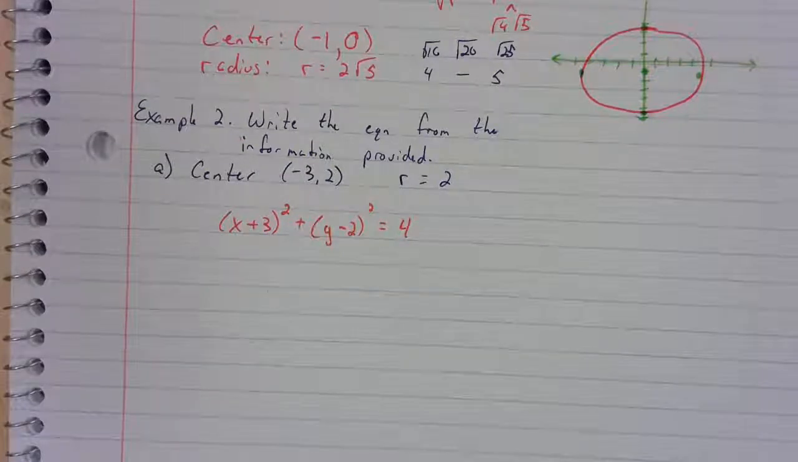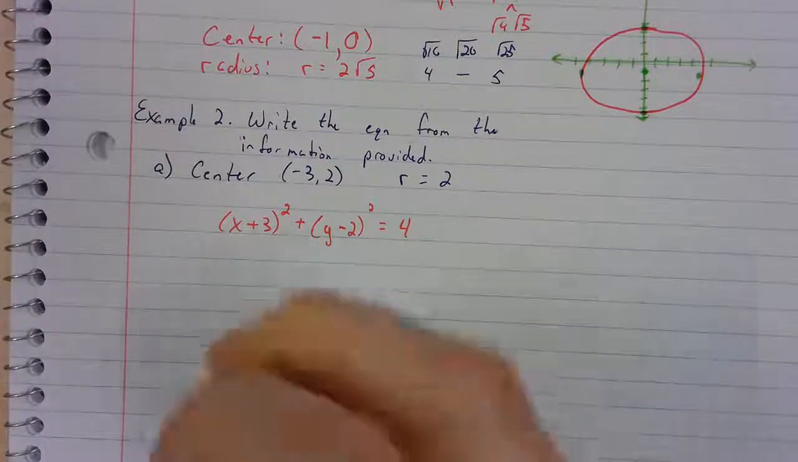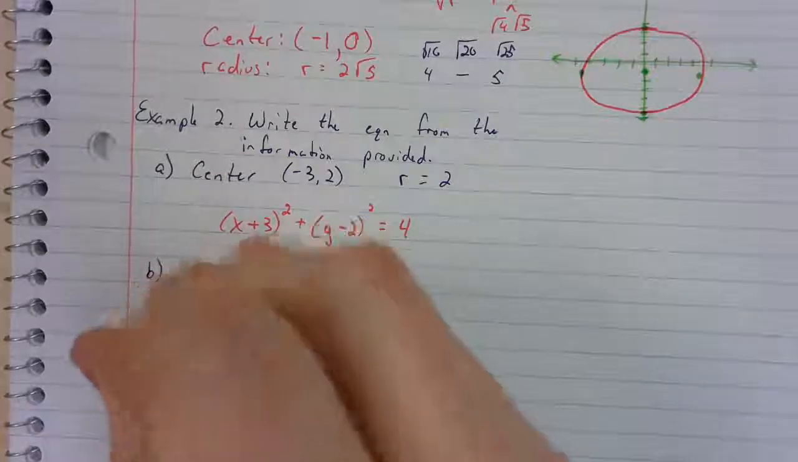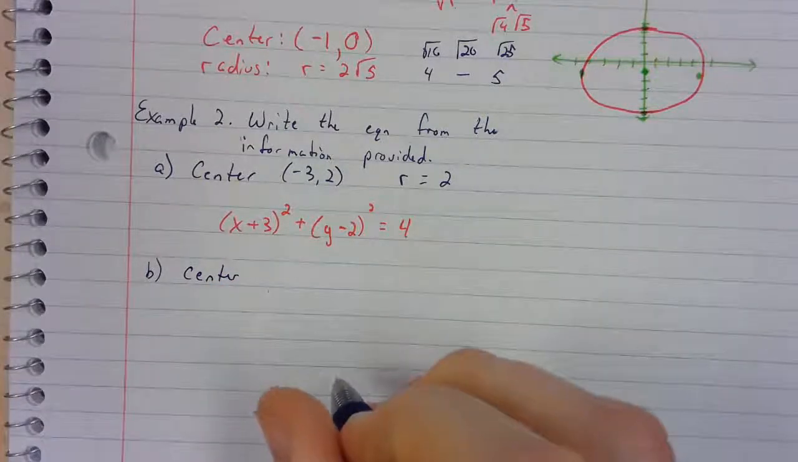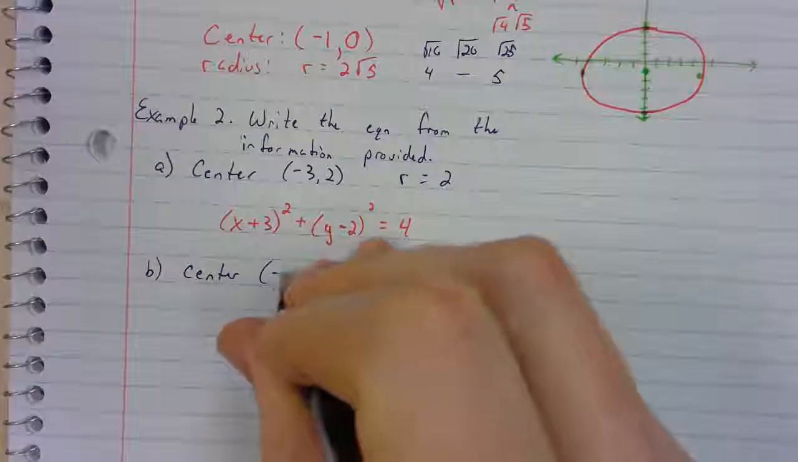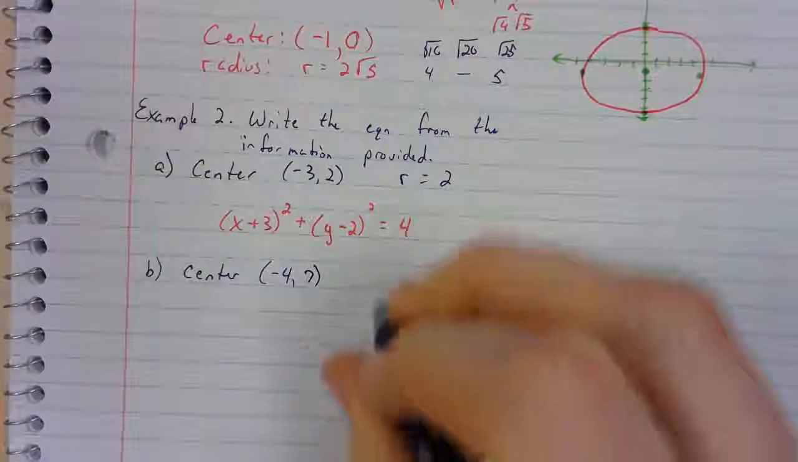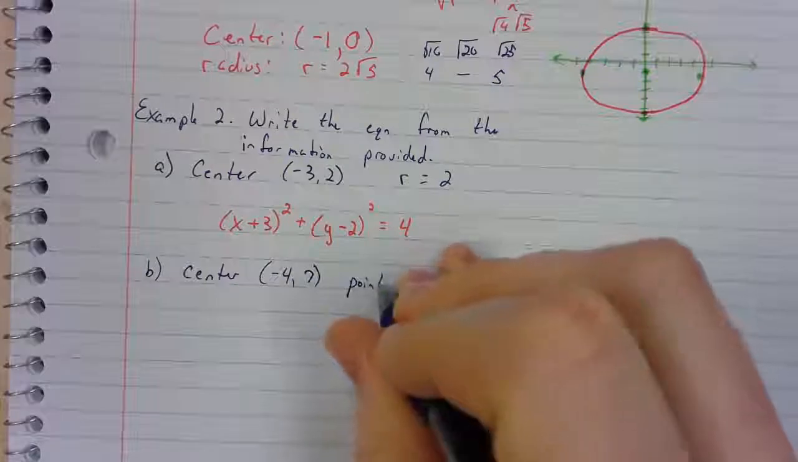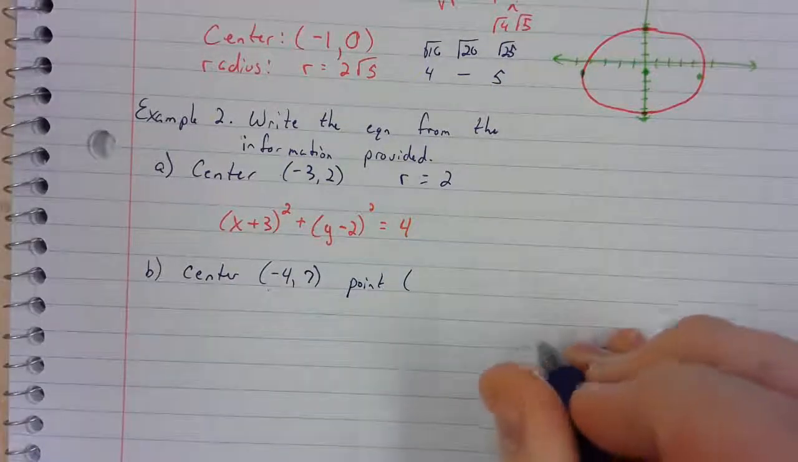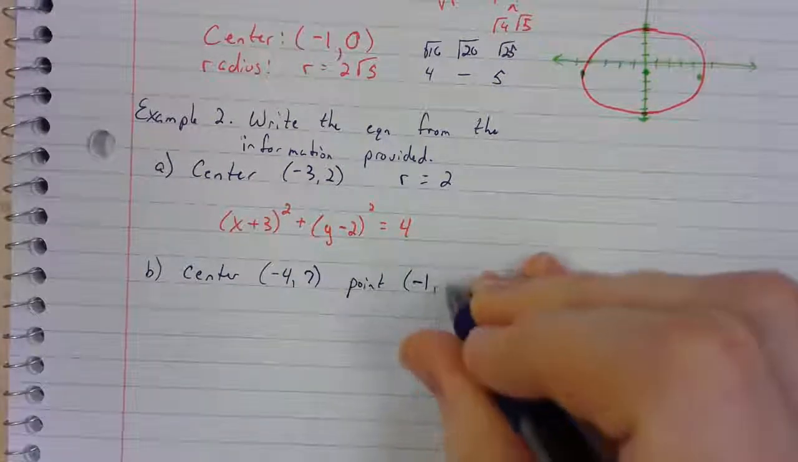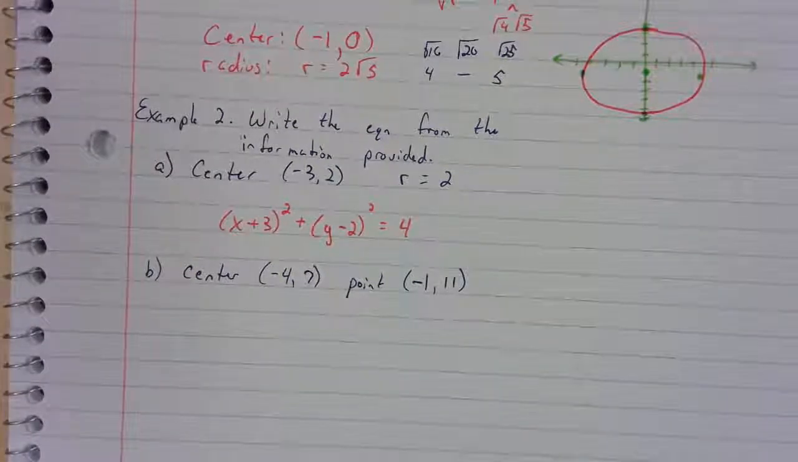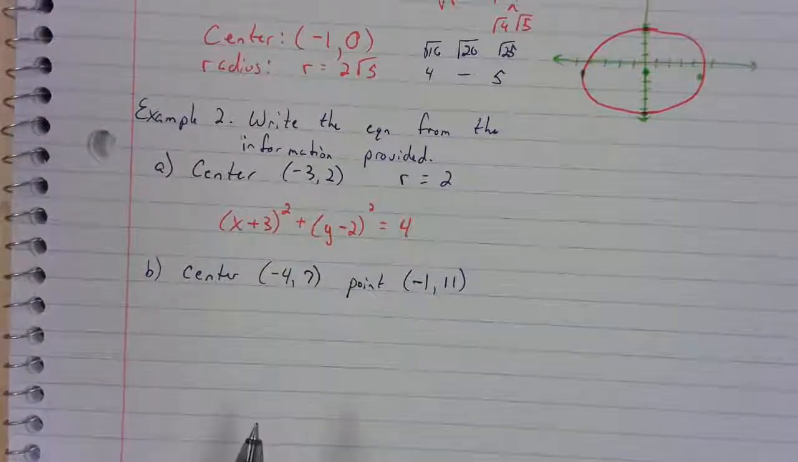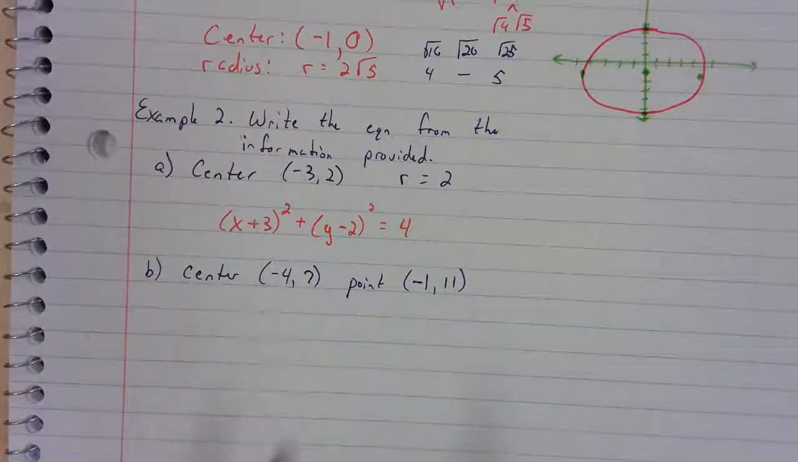I can make it a little bit harder. Not much. I could go ahead and tell you instead the center is at -4, 7, and a point on the circle is -1, 11. Now again, I'm picking numbers that make this work out pretty nicely. So the last one's pretty easy. I gave you the center, I gave you the radius. This one I'm giving you the center and a point on the circle.